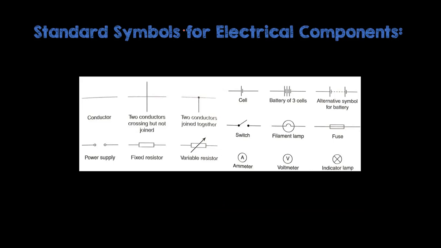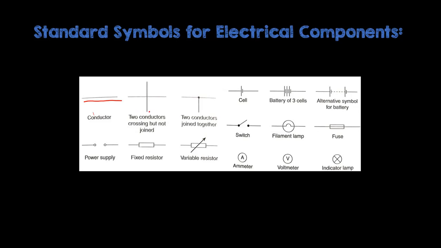Standard symbols for electrical components. These are the symbols na gagamitin natin sa ating DC circuits. Unahin natin is the conductor. Presentation ng isang conductor sa isang circuit is a straight line, or not specifically straight but a line. This one. Next, two conductors crossing but not joined.